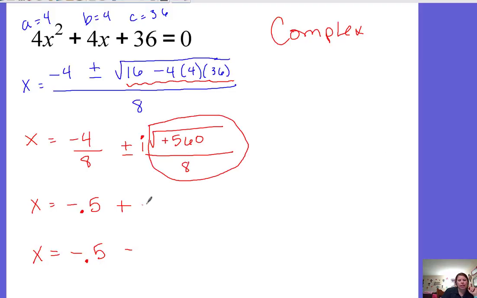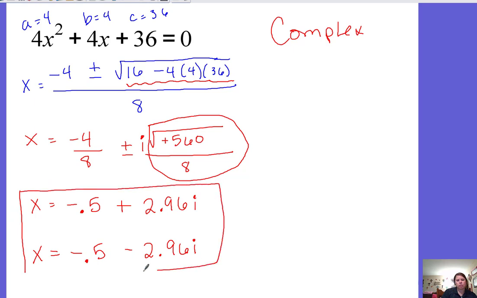And so this answer now is 2.96i. That's our imaginary part, 2.96i. So negative 0.5 plus this number, negative 0.5 minus this number. And these are my 2 solutions.